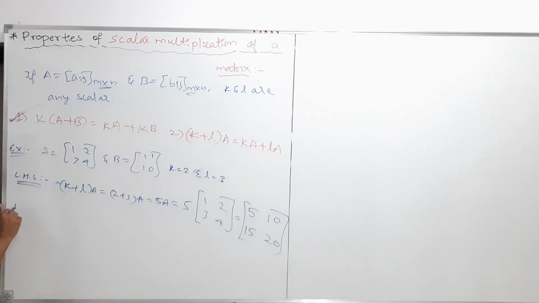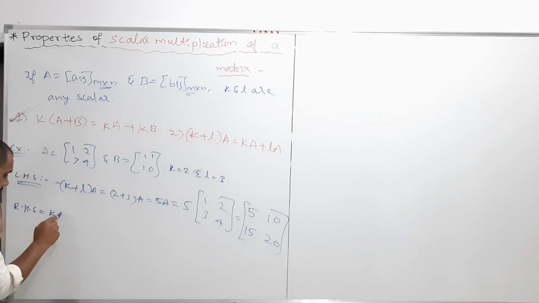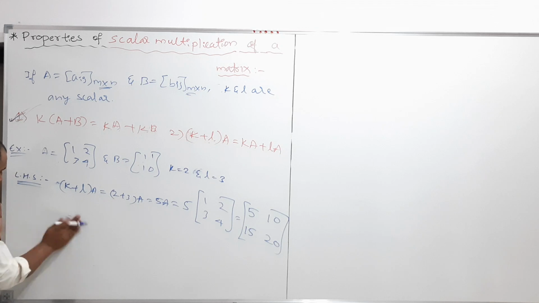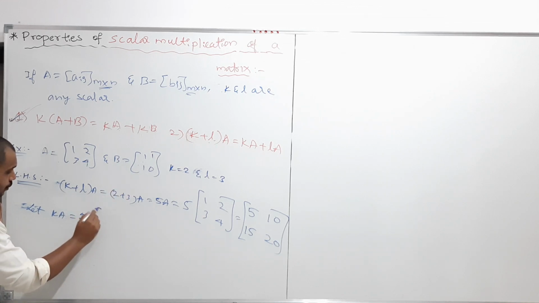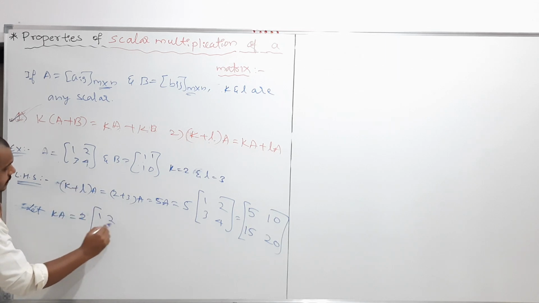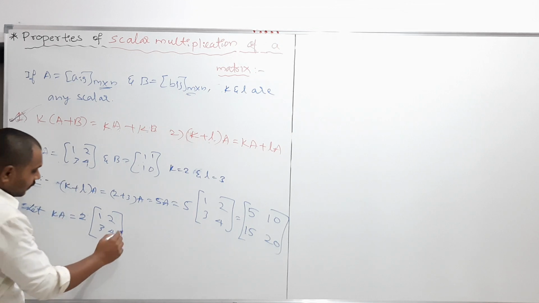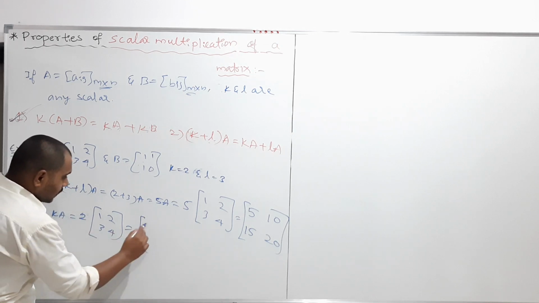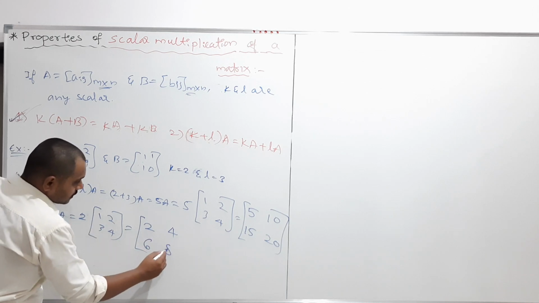Next, consider the RHS. Before calculating the RHS, we should know the KA and LA values. First, let KA be equal to K into A. What is K, my dear students? K value is 2, and A value is 1, 2, 3, 4. So this equals 2 into 1 is 2, 2 into 2 is 4, 2 into 3 is 6, 2 into 4 is 8.